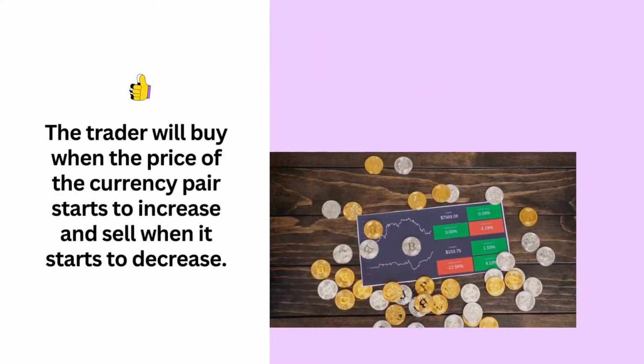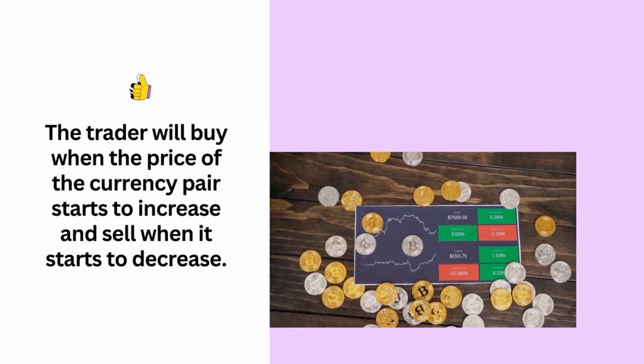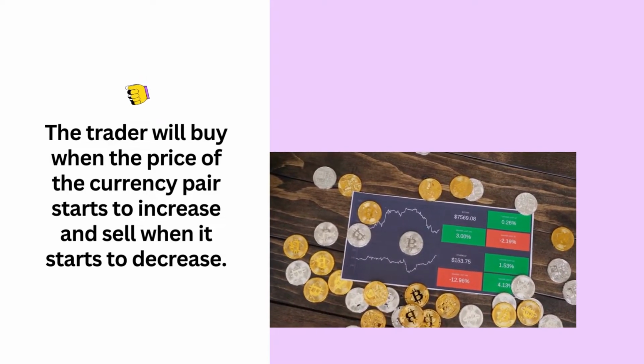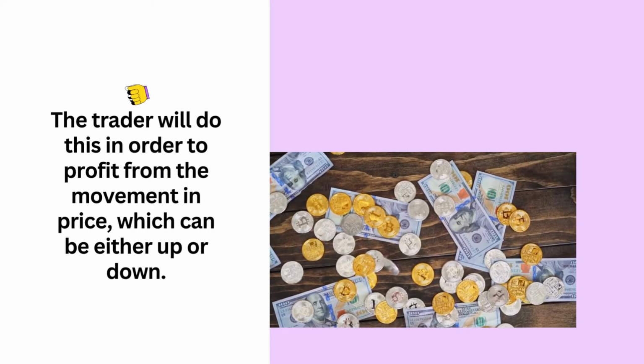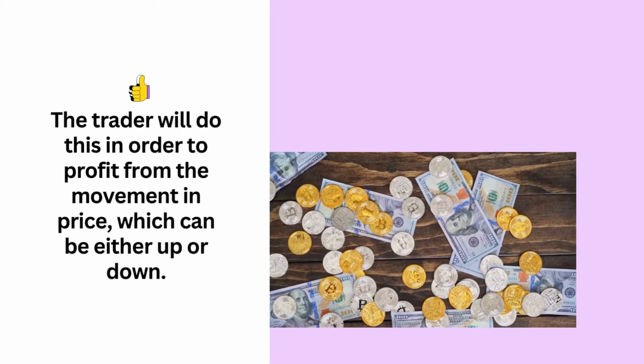The trader will buy when the price of the currency pair starts to increase and sell when it starts to decrease. The trader will do this in order to profit from the movement in price, which can be either up or down.